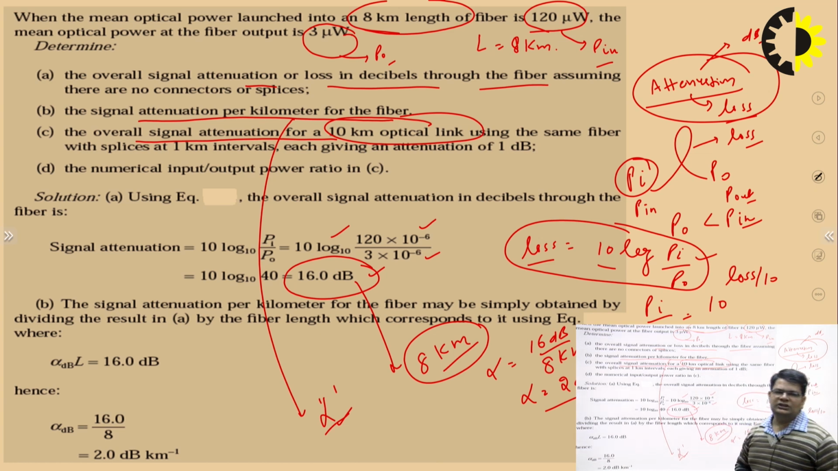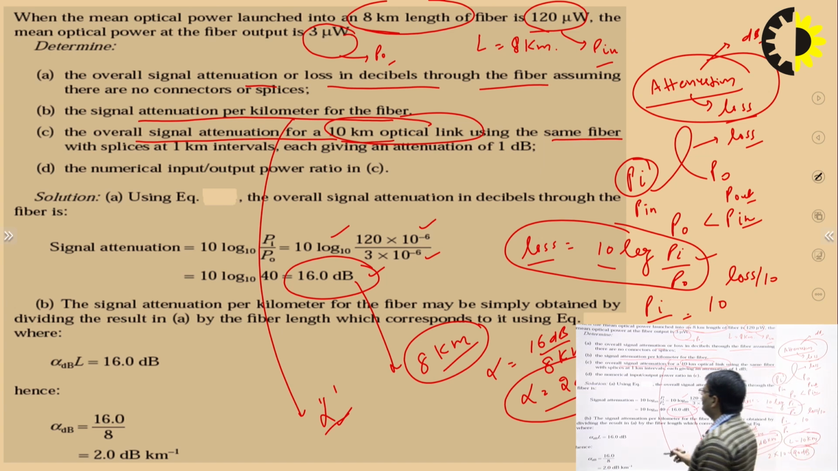Now the distance we will be using is 10 kilometer. So length will be 10 kilometer. Using the same fiber means alpha will be the same. So the transmission loss for this 10 kilometer length will be 2 into 10, that is 20 dB. So a loss of 20 dB will be there in the fiber over a length of 10 kilometer.